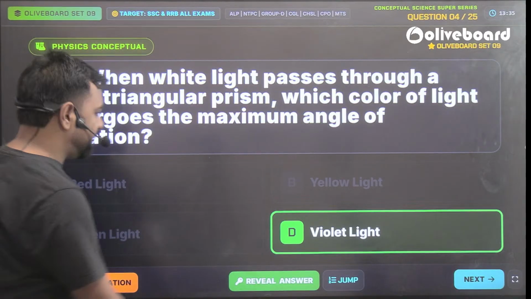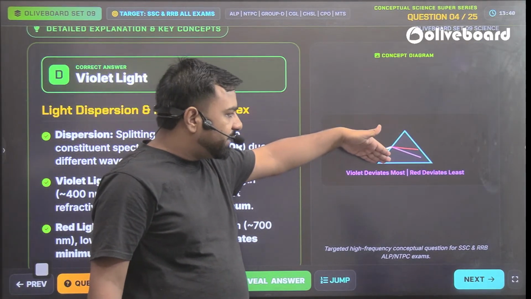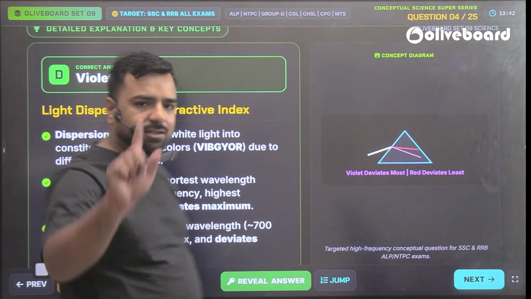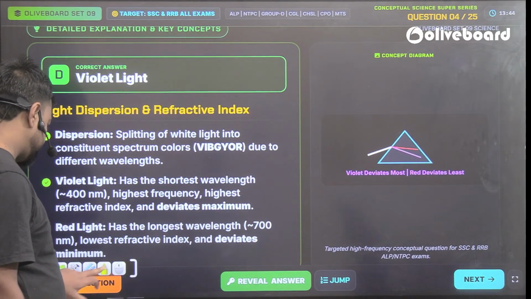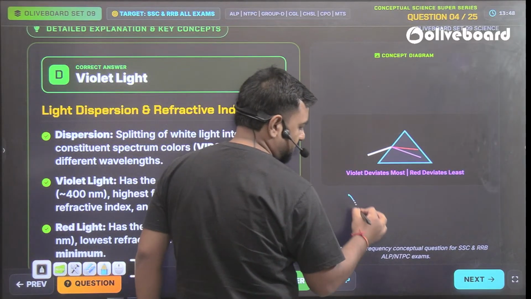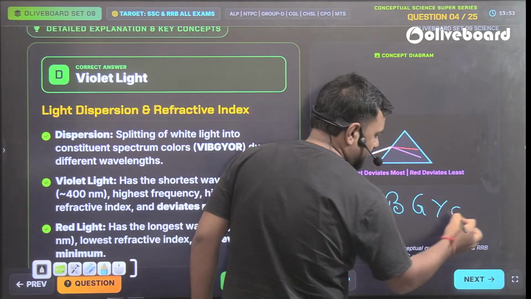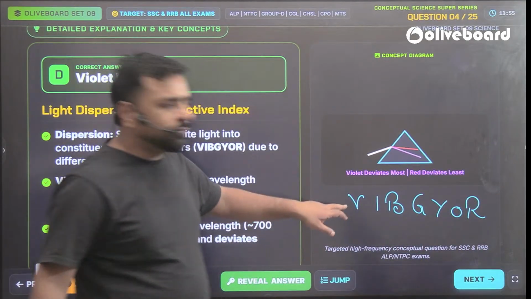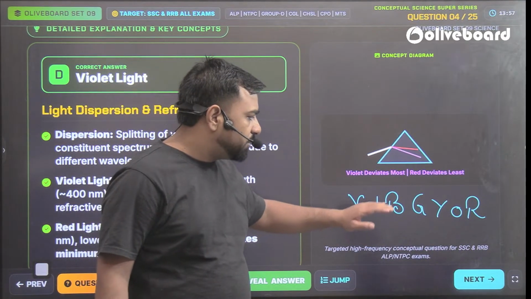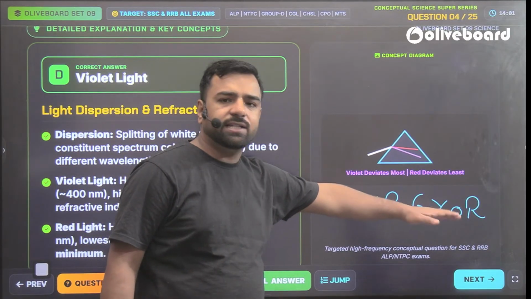I need to explain it here, so I'll give the explanation. Violet color deviates the most and red color deviates the least. But there are a few other points. Let me write VIBGYOR here, where V stands for violet, I for indigo, B for blue, G for green, Y for yellow, O for orange, and R for red.